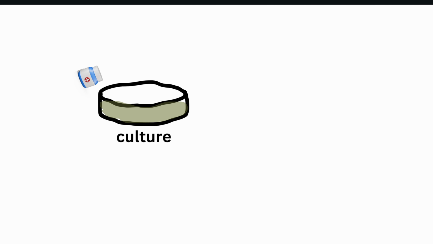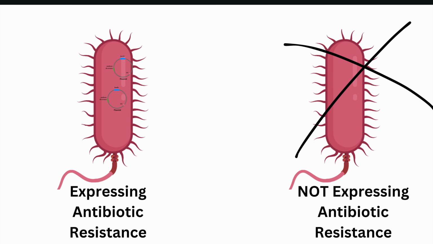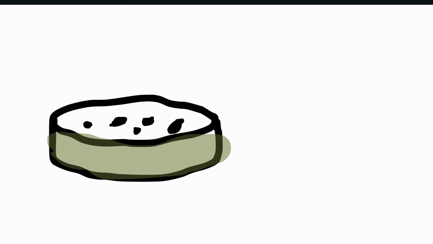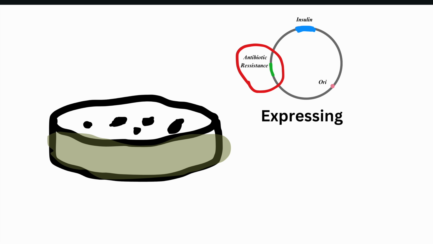And what that does is that it selects for the bacteria that have the antibiotic resistance gene, and specifically the ones that are expressing the antibiotic resistance gene into protein. Because the ones that are not expressing the antibiotic resistance gene are prone to be killed by the antibiotic. So now we have a culture which only expresses the antibiotic resistance gene, which is a proxy that means that it's also expressing the insulin gene.